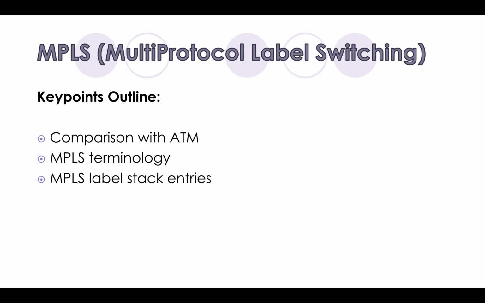And the second part is mainly about MPLS. Multiprotocol label switching is a type of data-carrying technique for high-performance telecommunication networks. MPLS directs data from one network node to the next based on short path labels rather than long network addresses, avoiding complex lookups in a routing table.